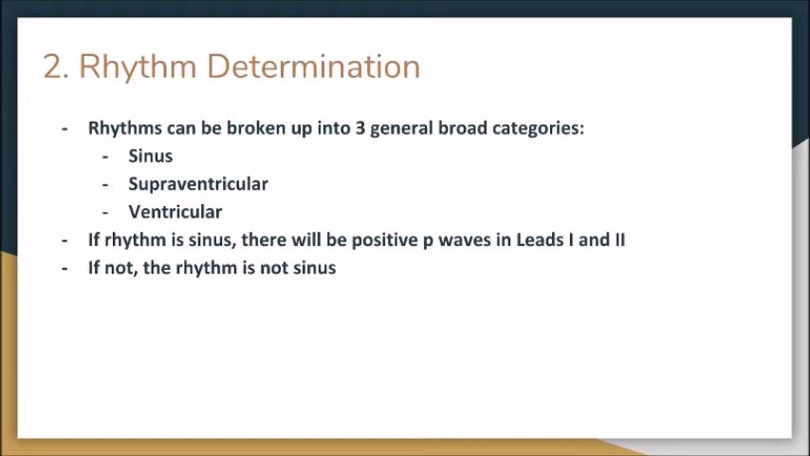And I want to add a huge caveat to this. This is a broad generalization. There are probably exceptions, but the general idea is that if you have normal P waves in leads 1 and 2, you probably have a sinus rhythm. That being said, I'm going to move on to the first example.